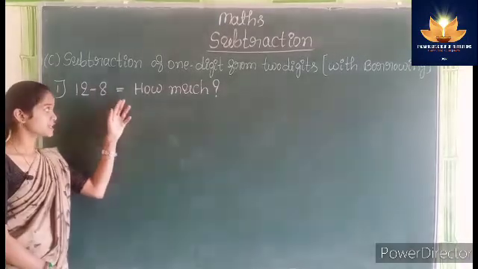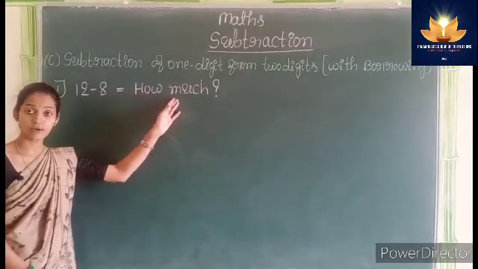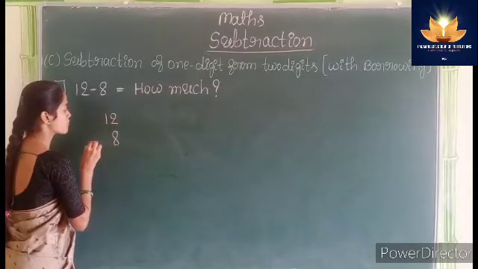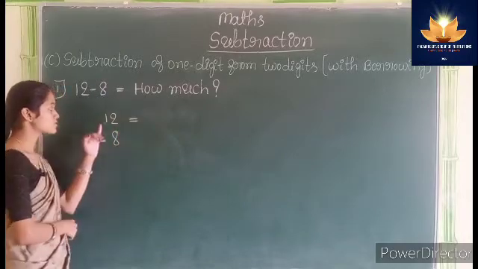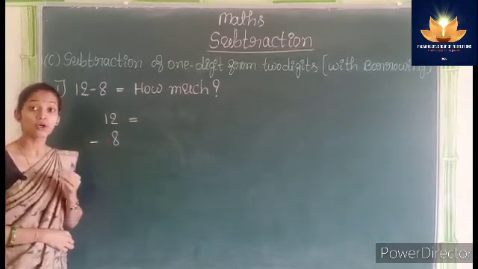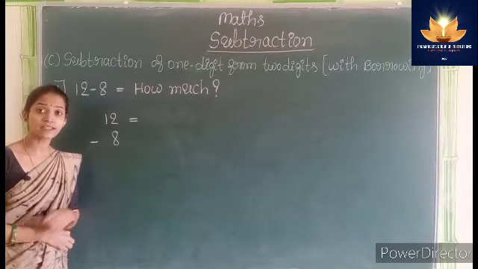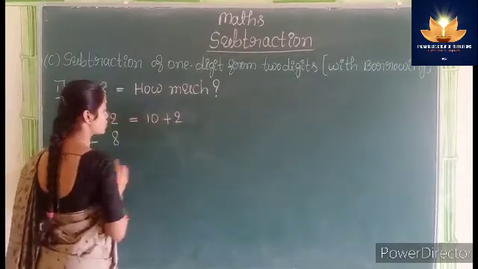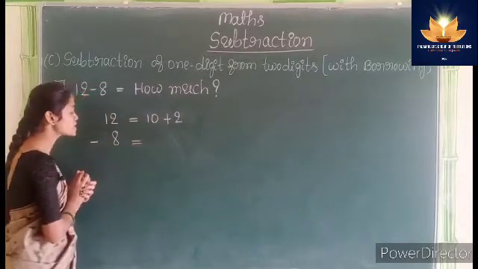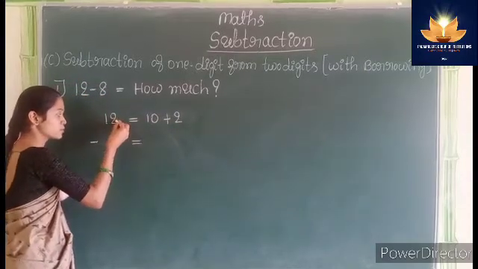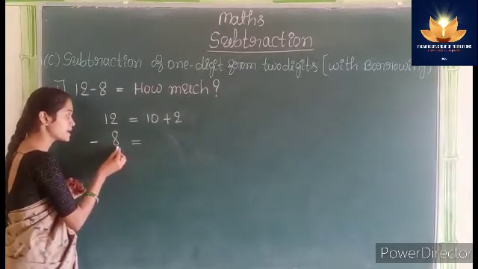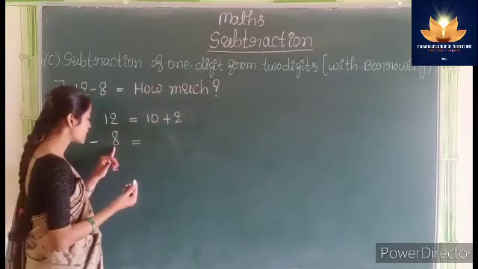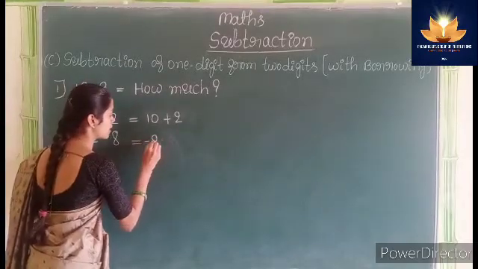12 minus 8 is equal to how much? Here we have to subtract 8 from this 12. So in this 12 there are 1 ten and 2 ones. So we can split 12 as 10 plus 2. Here we cannot subtract 8 from this 2 because 8 is greater than this 2. That's why first we have to subtract this 8 from this 10.